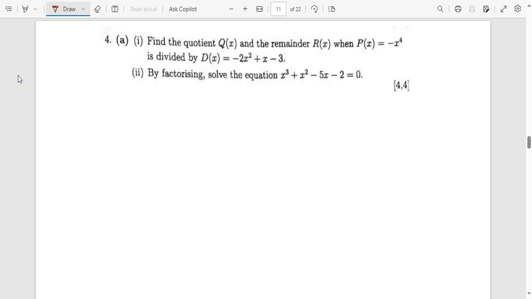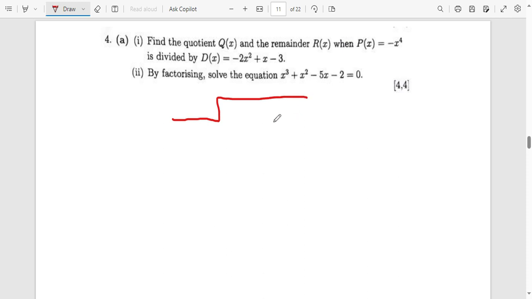So starting with this one, find the quotient and the remainder when p(x), which is negative x to the power 4, is divided by negative 2x to the power 2 plus x minus 3. You want to find the quotient and the remainder. When the divisor, the one which is going into another number, is not a linear function, the only thing you can do is long division. So we're going to use long division for this one.